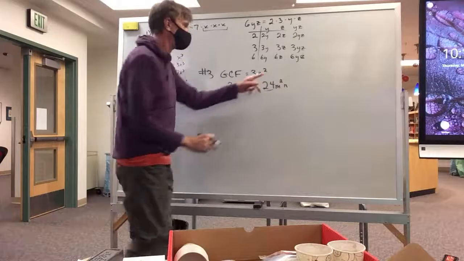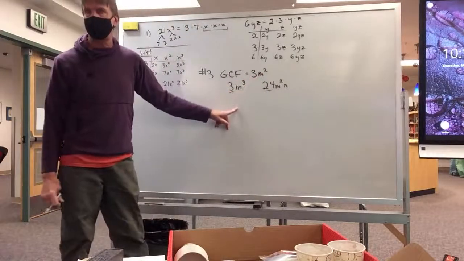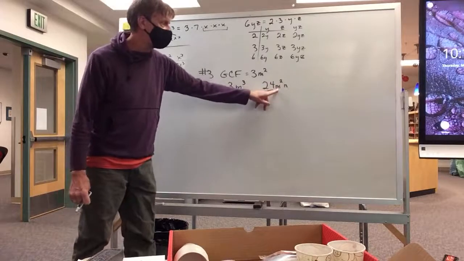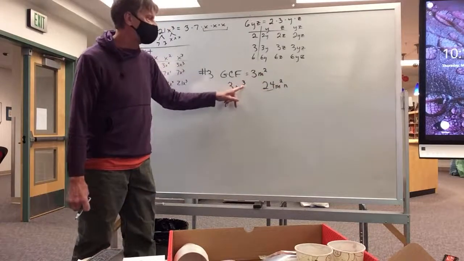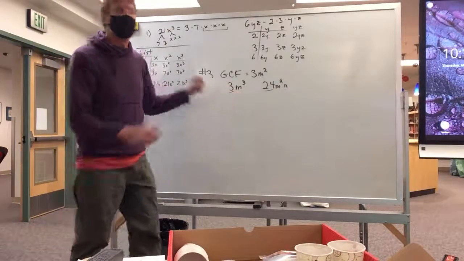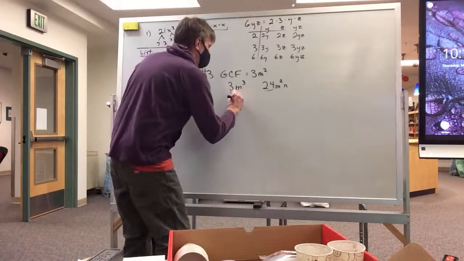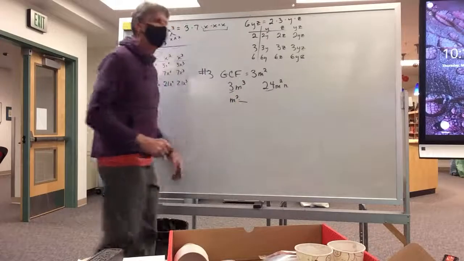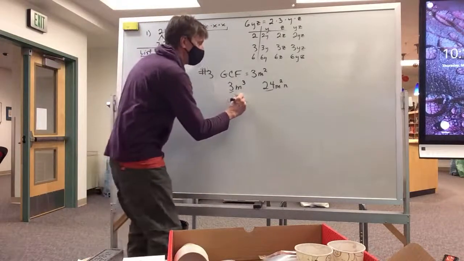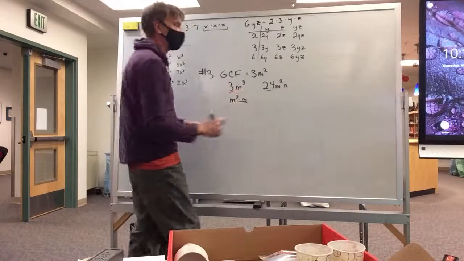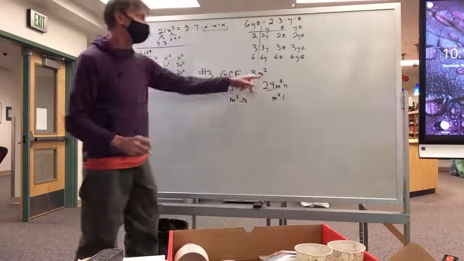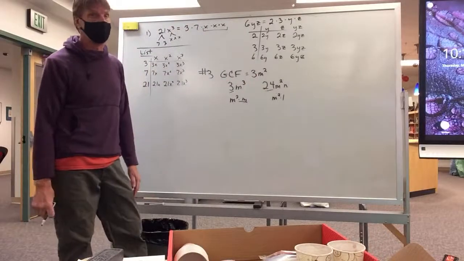So let's check. Is this still the greatest common factor? You can put m squared into here 1 time. How many times does it fit into here? In other words, m squared times what number equals m to the 3rd? Times m. So it goes in m times. Here, it goes in 1 time. So yes, that's the greatest common factor.